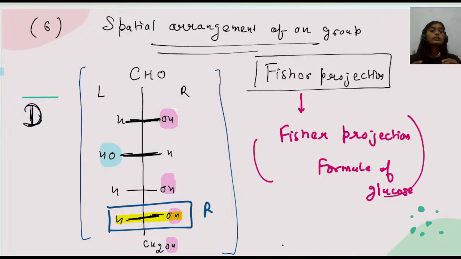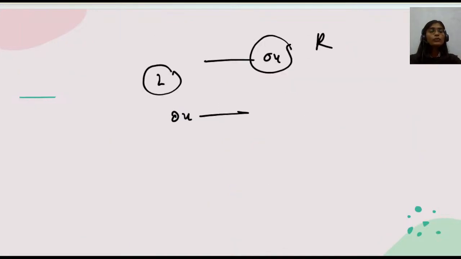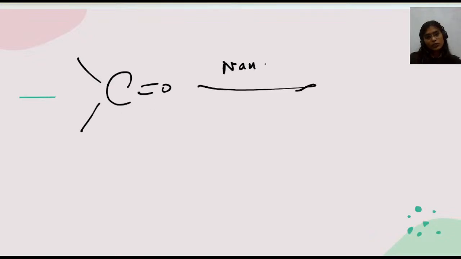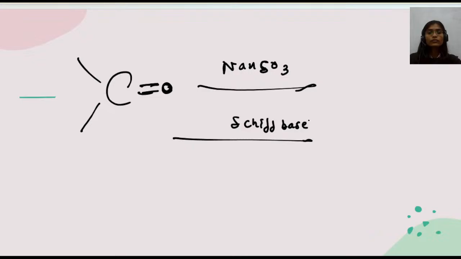Okay, there is a problem with this. What was the problem? That this spatial arrangement, or you can say open chain structure, was not able to give some tests. If you remember, if the CO group is present, then yes, it does give the reaction with NaHSO3, sodium hydrogen sulfite. If that carbonyl group is present, it also gives a positive test with the Schiff's reagent test, if you remember.